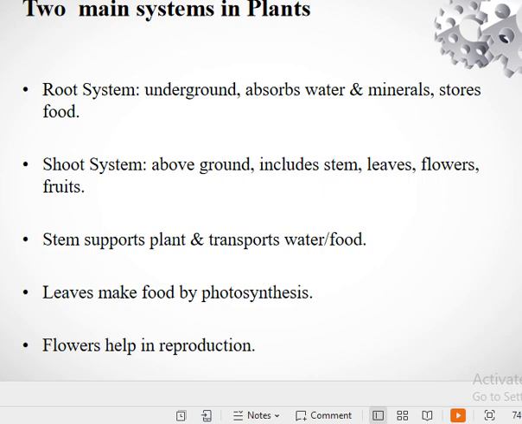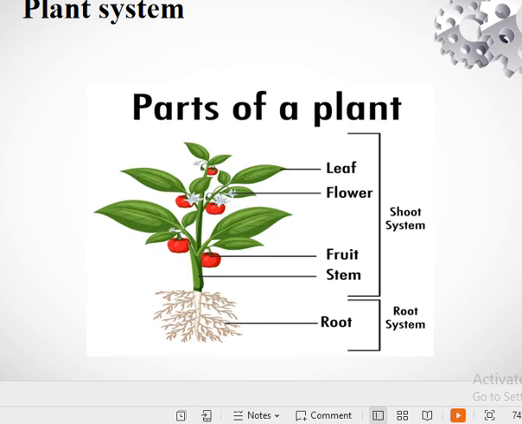Stems support the plant and transport water and food, and leaves make food by the process of photosynthesis in the form of glucose. Leaves provide the food to all parts of the plant, and flowers help in reproduction.